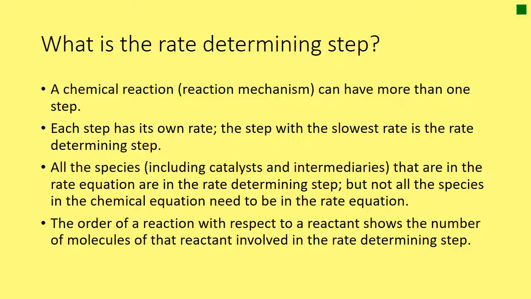So first of all, what we need to do is learn what the rate determining step actually is. You should consider that a chemical reaction, also known as a reaction mechanism, can have more than one step, even if it doesn't appear so from the balanced equation. Each step does not have to have the same rate. In fact, the steps pretty much always have different rates. And the step with the slowest rate is what is known as the rate determining step, or the rate limiting step.